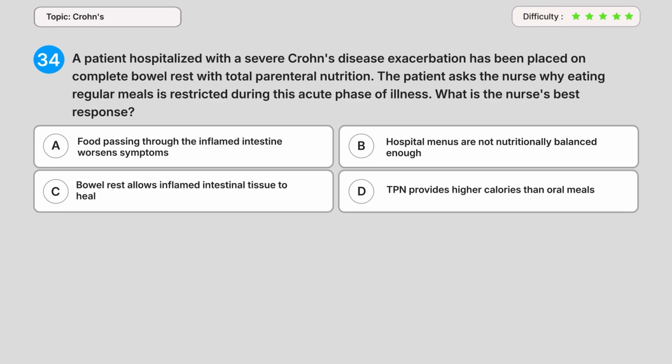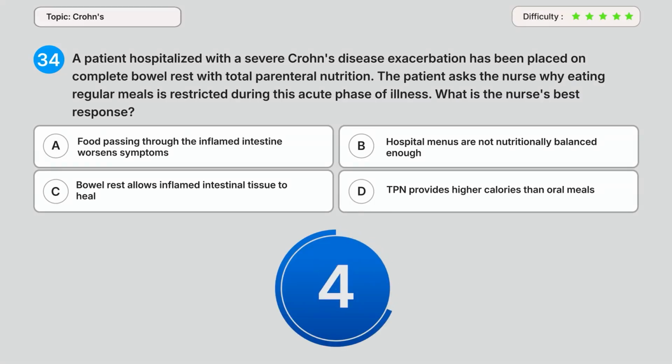A. Food passing through the inflamed intestine worsens symptoms. B. Hospital menus are not nutritionally balanced enough. C. Bowel rest allows inflamed intestinal tissue to heal. D. TPN provides higher calories than oral meals. Can you guess the answer?